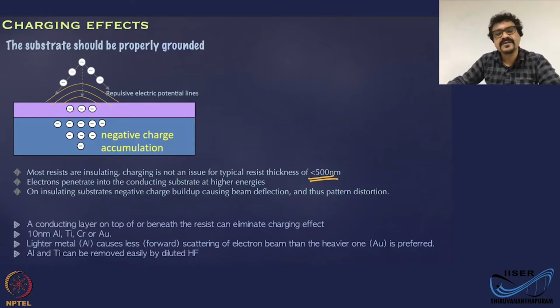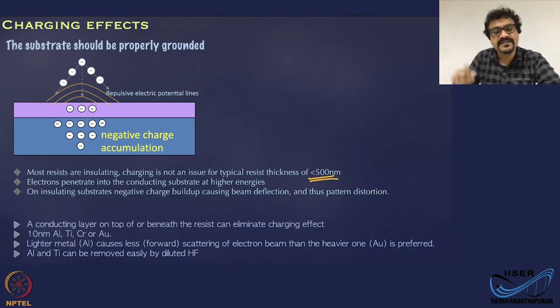Now, insulating substrates such as glass or quartz, or even highly resistive silicon or gallium arsenide, these wafers or materials can cause charge buildup, and the beam will get deflected and will also result in pattern distortion. So what generally is done in such a situation is you can have some kind of conducting layer on top of or beneath the resist. You can put a really thin layer of metal such as aluminum, titanium or chromium, or sometimes gold, on top of the resist.